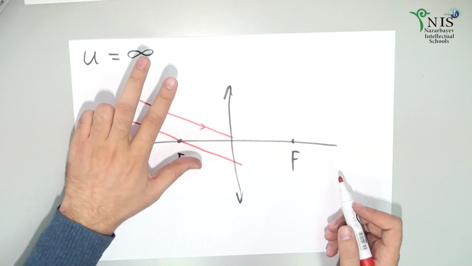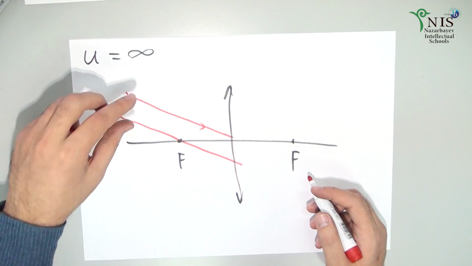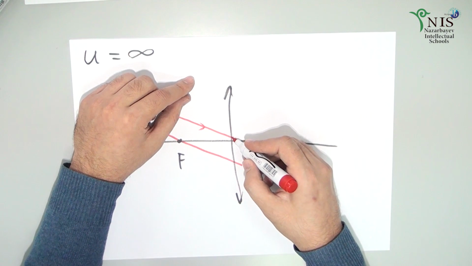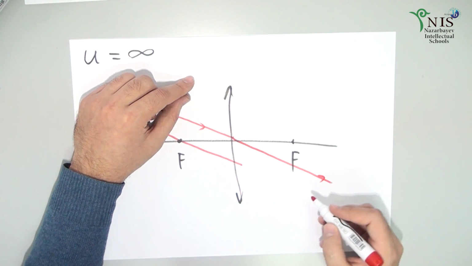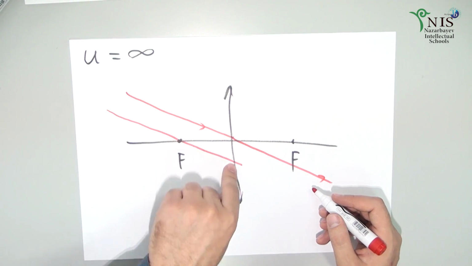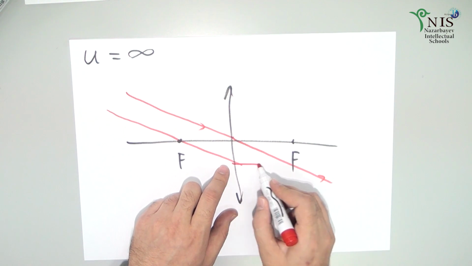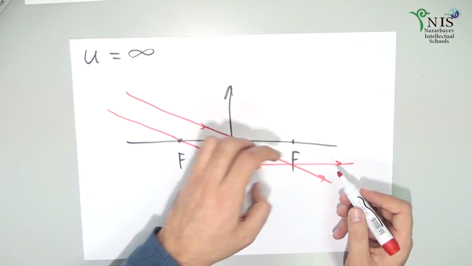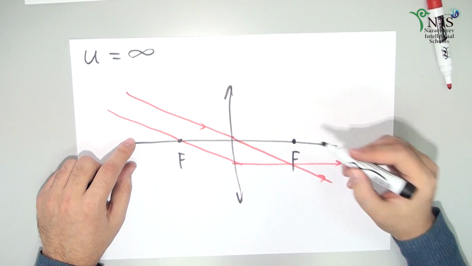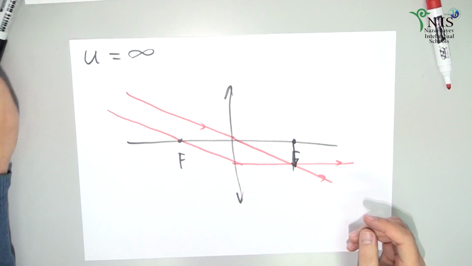So these two rays can help us to locate the image. The first ray, for example, goes through the center, it doesn't bend and goes straight. The second ray goes through the focal point, and as soon as it reaches the lens, it bends so that it goes parallel to the principal axis. The point of intersection will be at the focal point. We get the image. And what kind of image is this?